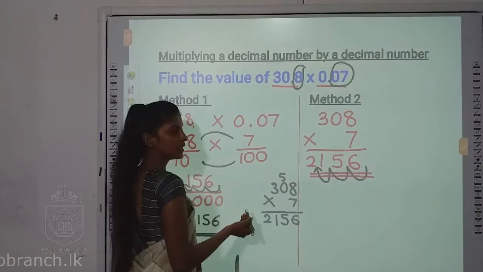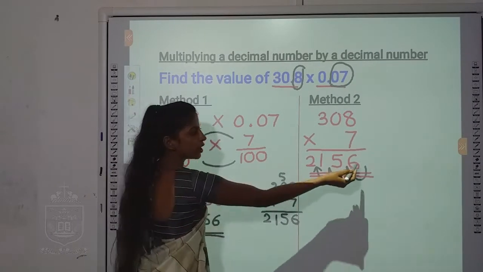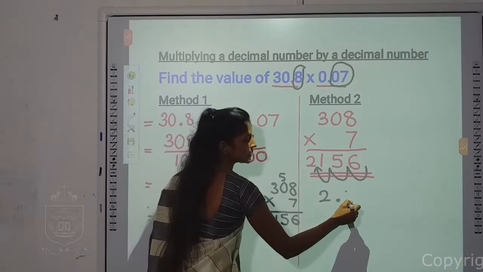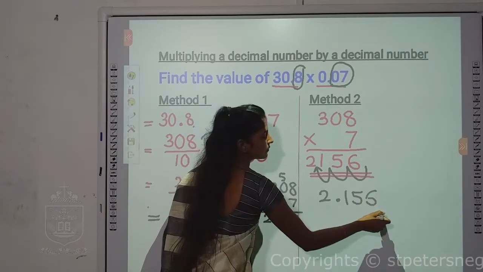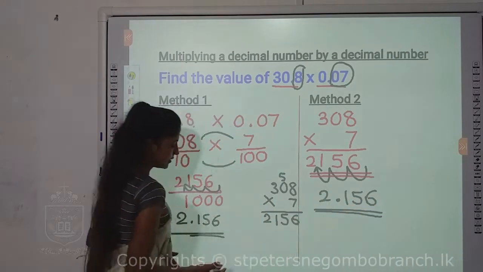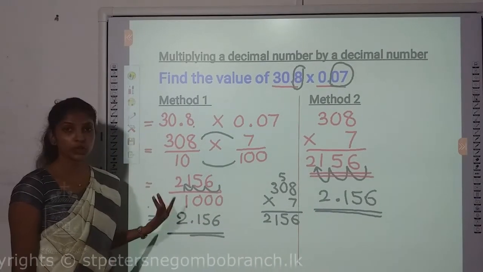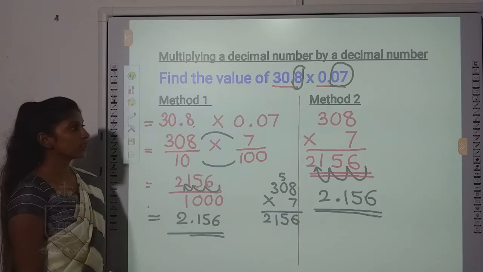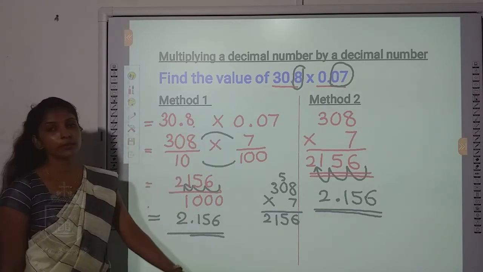You have to consider them again and come back from the end 3 places to the left, which means our final answer is 2.156. Can you see both answers are same but 2 different methods? So you all can decide easy method. So that's a way of multiplying 2 decimal numbers.